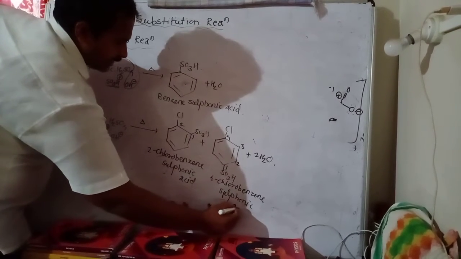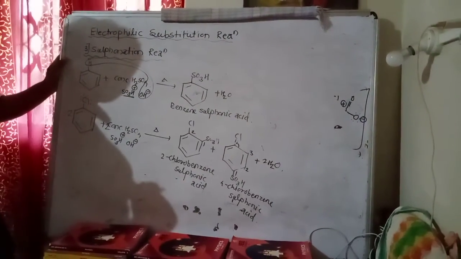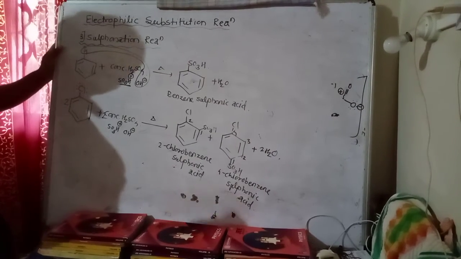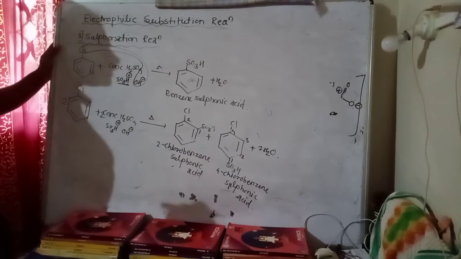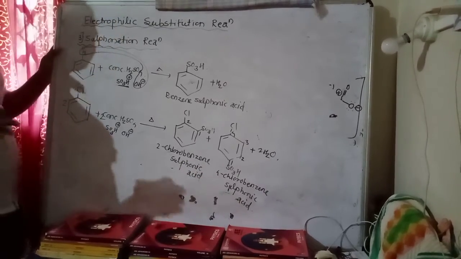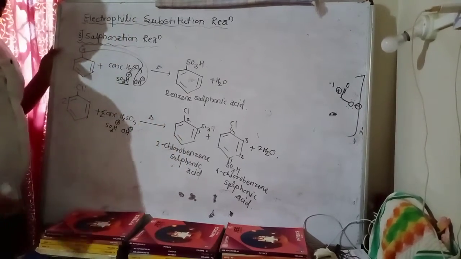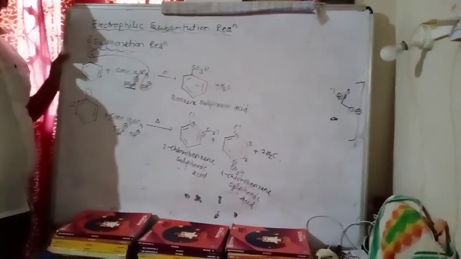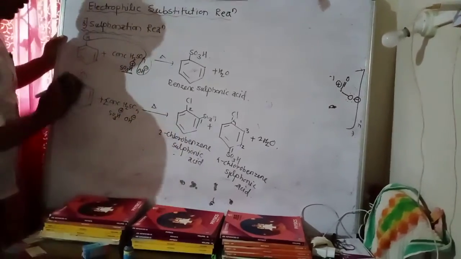4-chlorobenzene sulfonic acid. Okay students, in your examination, the question: what happens when chlorobenzene is treated with concentrated sulfuric acid? The answer: when chlorobenzene is treated with concentrated sulfuric acid, 2-chlorobenzene sulfonic acid and 4-chlorobenzene sulfonic acid are formed. Another common name is ortho-chlorobenzene sulfonic acid and para-chlorobenzene sulfonic acid. Students, keeping in mind this reaction, it is an important reaction.